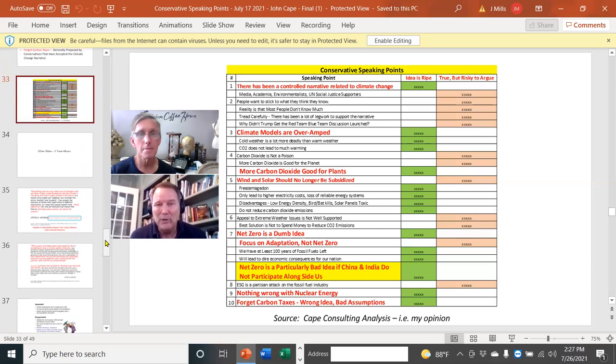Particularly why, if we get blown up on trying to unilaterally do this to ourselves while they don't do anything, I think it puts us in a bad strategic position as a country and leaves us exposed to all kinds of economic issues that certainly they won't be experiencing in India and China. Nothing's wrong with nuclear energy, and forget carbon taxes. So that kind of sums up all the conservative talking points I was going to talk about.